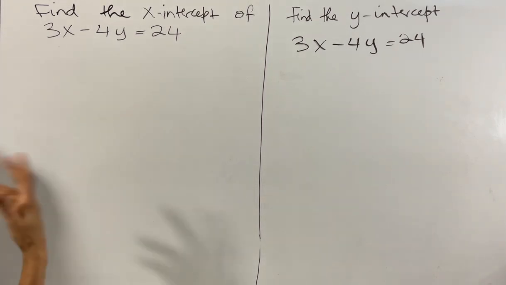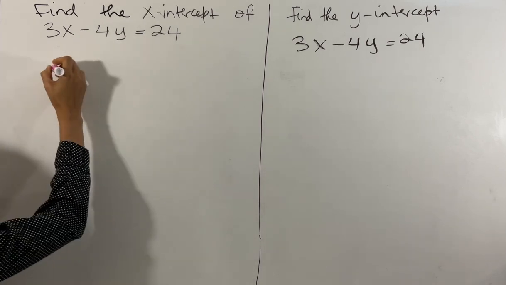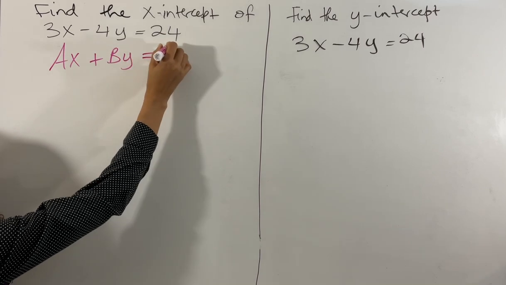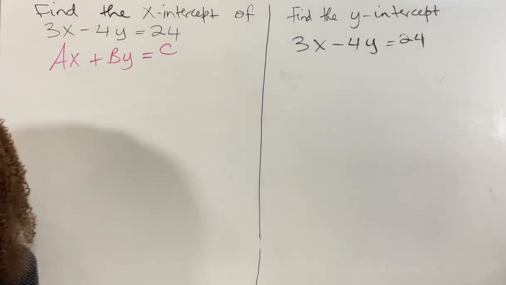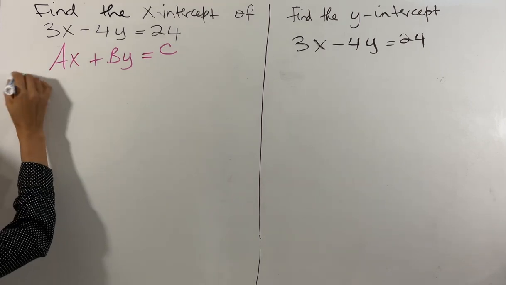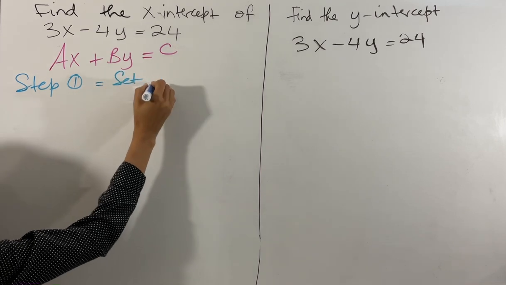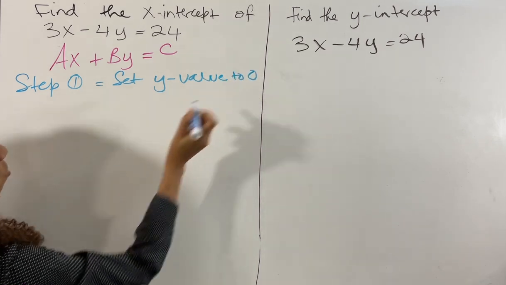Normally, when you're given an equation to find the x-intercept and the y-intercept, it is usually given in the standard form. And the standard form is ax plus by equals c. That's the standard form. And in order to find the x-intercept, you are going to set your y value to 0. So let's write that first. The first step, and the only step, is to set the y value to 0 or equals 0.